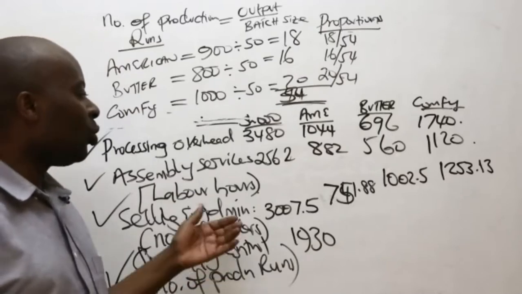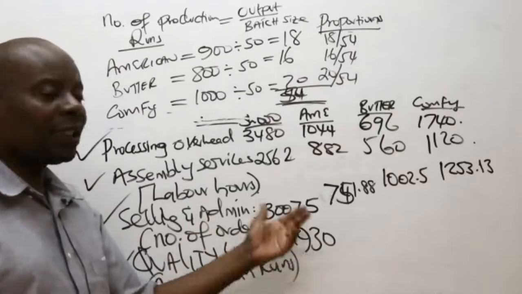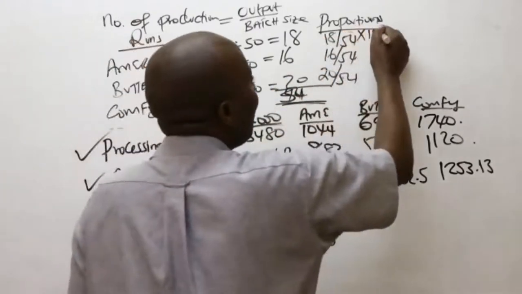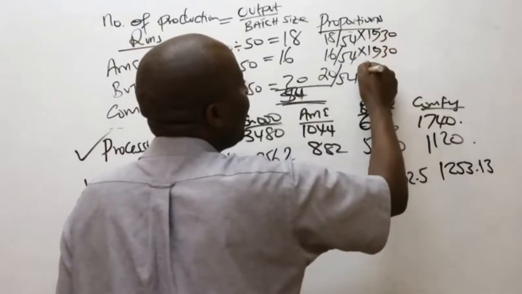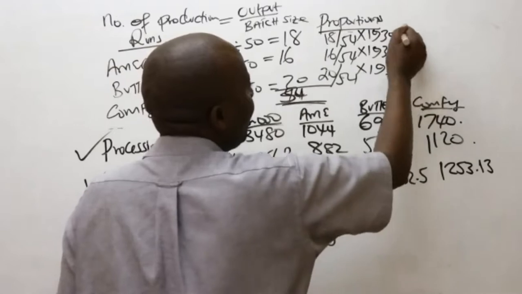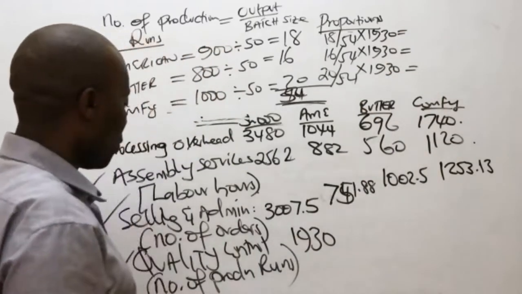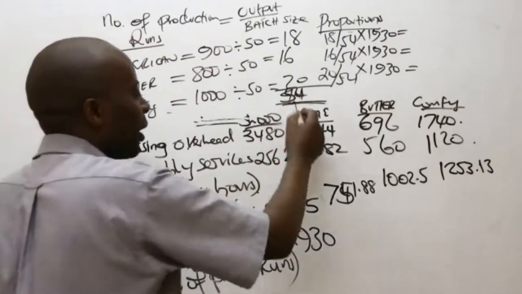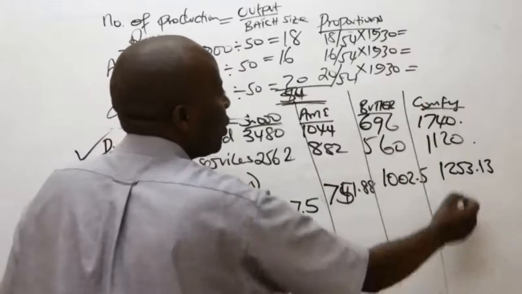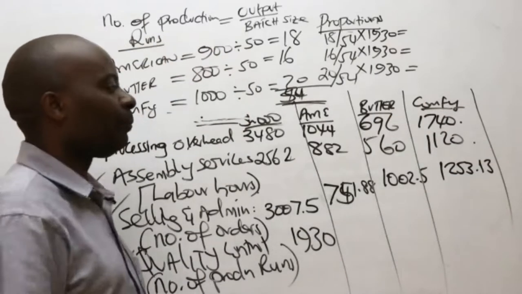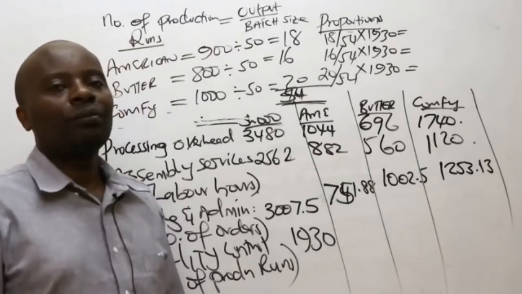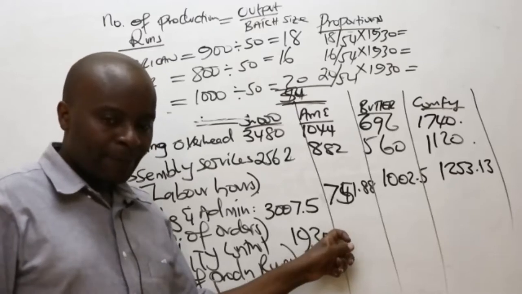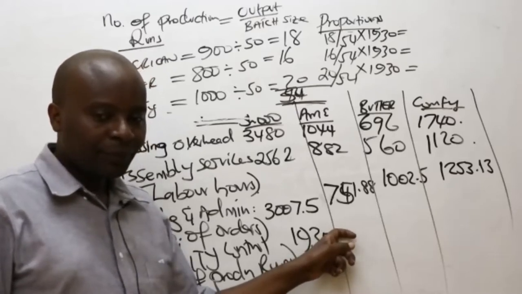The figure they would want us to apportion is 1930.5. Now that you've got the proportions, multiply them with 1930.5 and give us the figures. We write them here under quality control. Under quality control, American, how much? Butterfly, how much? Comfy, how much?